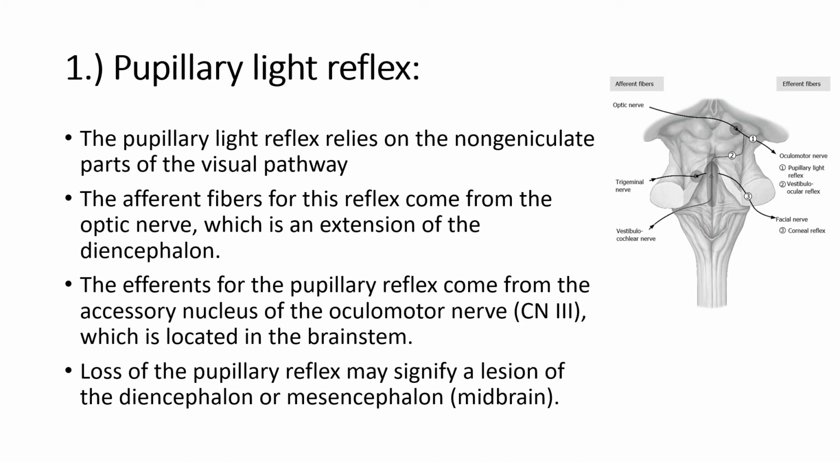The efferents or motor for the pupillary reflex come from the accessory nucleus of ocular motor, or cranial nerve 3, which is located in the brainstem, and you can see that over to the right at the efferent side of that picture. Loss of pupillary reflex may signify a lesion in the diencephalon or mesencephalon.